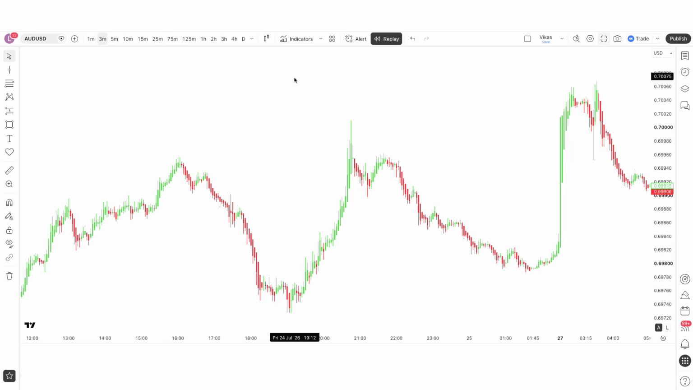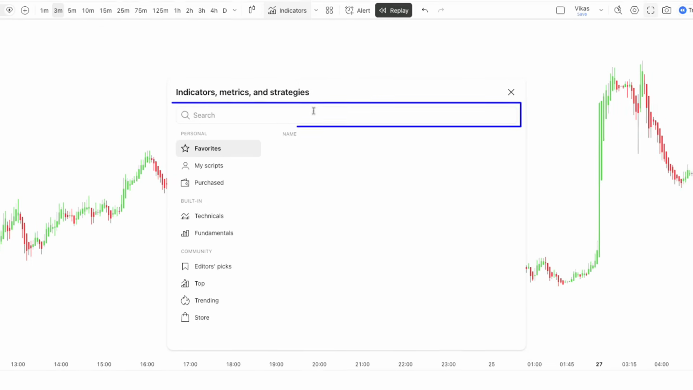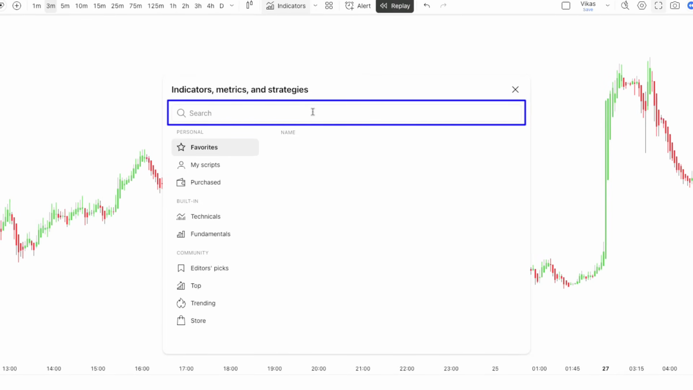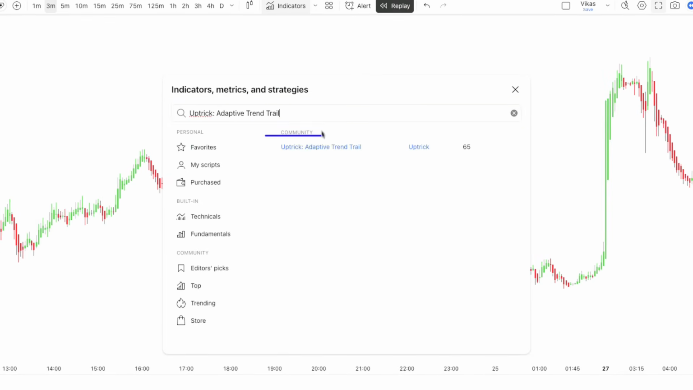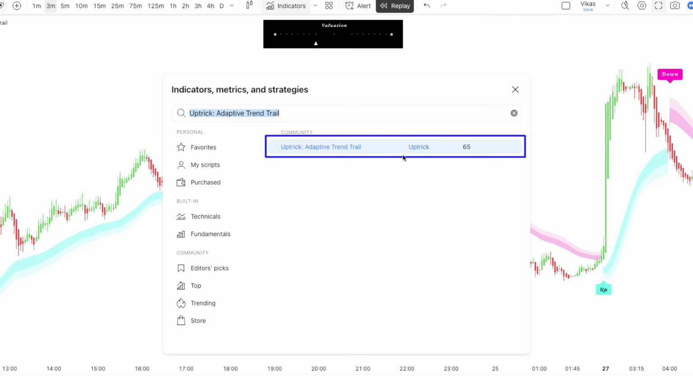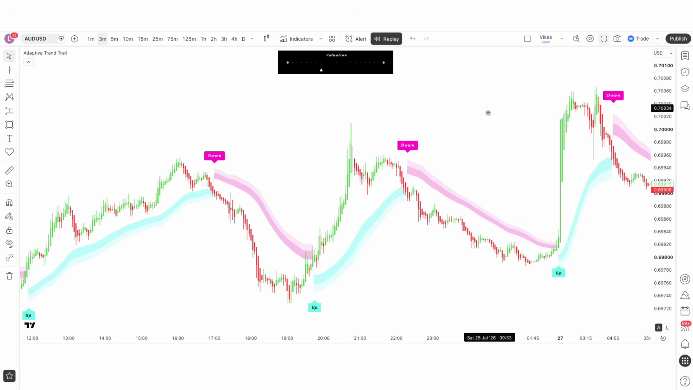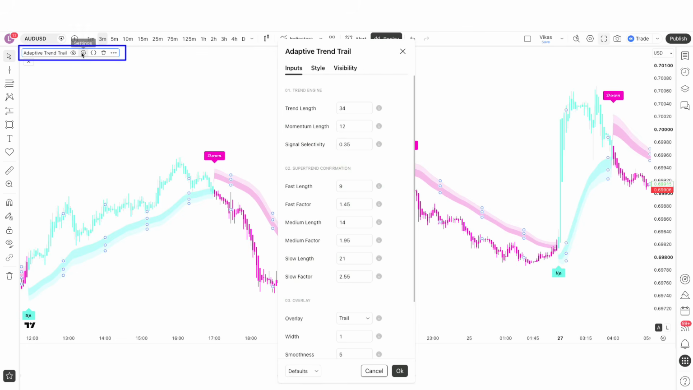Next, you'll want to find the indicators. Head over to the Indicators tab and search for the Uptrick Adaptive Trend Trail. Select the indicator made by Uptrick and add it to the chart. Now the indicator settings change for perfect signals.